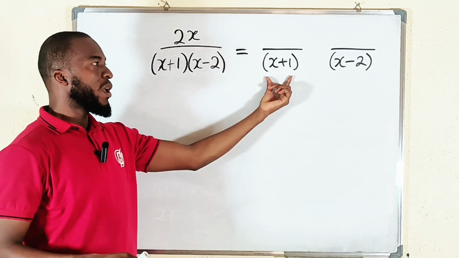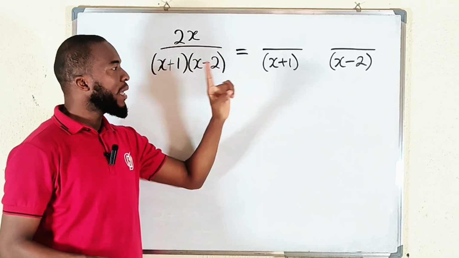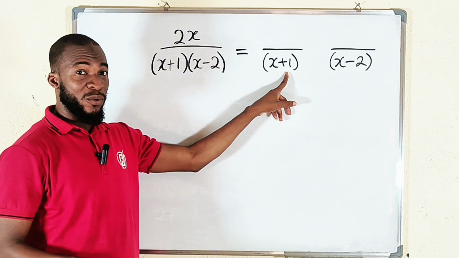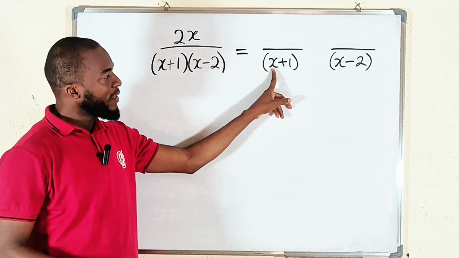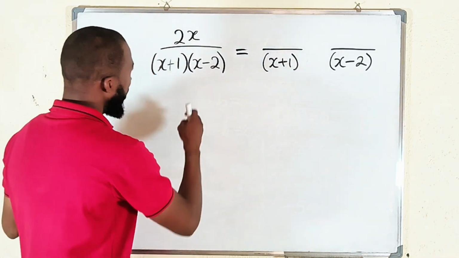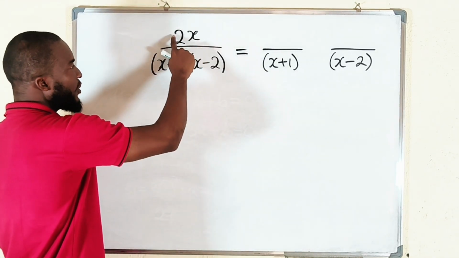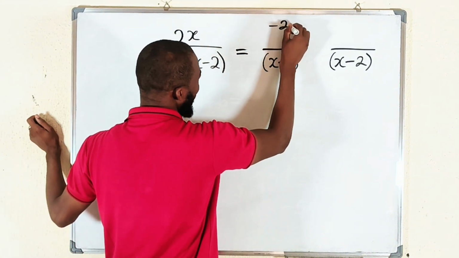You can see the bottom we have x plus 1. So what you should think of is a number that can make the whole of this be 0. That is a value of x. If x is minus 1, definitely this will be 0. So use that minus 1. Plug it here. 2 times minus 1 will give us what? Minus 2. You see that?